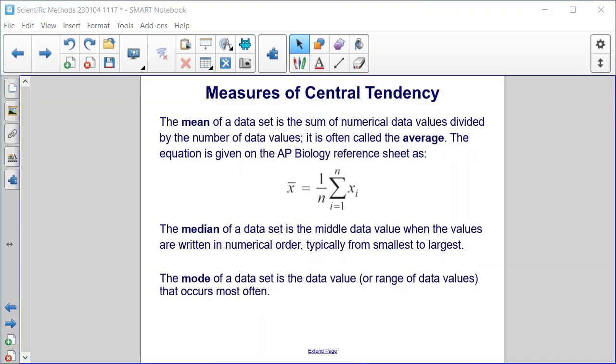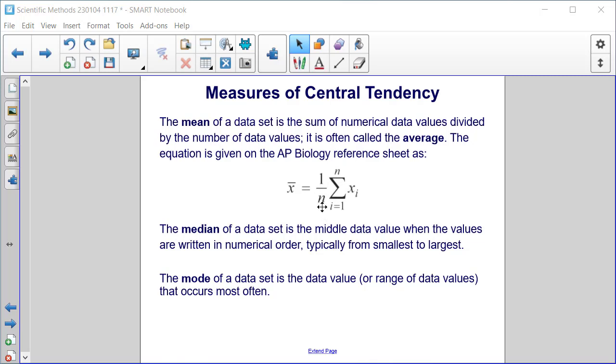Measures of central tendency. The mean of a data set is the sum of the numeric data values divided by the number of data values. It is often called the average. The equation is given on the AP Biology reference sheet as the sum of all numbers divided by the total number of data values.